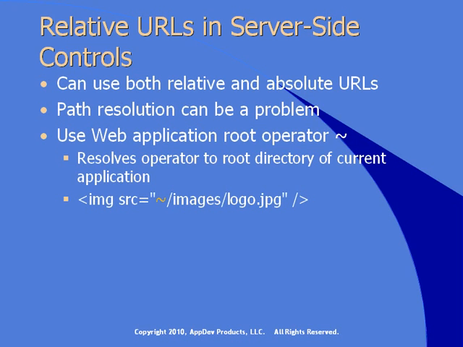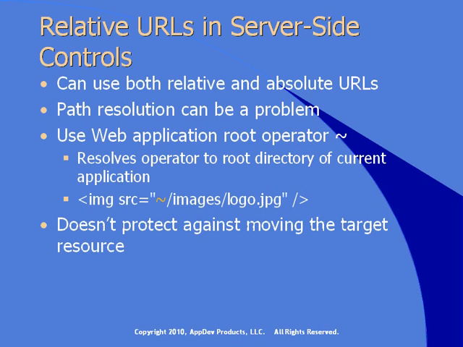So here's how you could use the web application root operator for the image tag to overcome the problem of relative URLs. Use a tilde that represents the root directory of the application, no matter where this image is being referenced in a server control containing page. So use the tilde /images, because the images directory is a child of the root directory in this case, /logo.jpg. So now ASP.NET will do the right thing in resolving the relative URL, even if the page containing the link moves elsewhere in the folder structure.